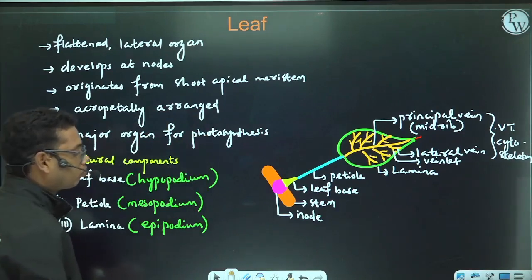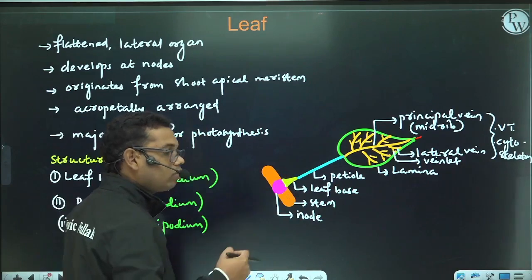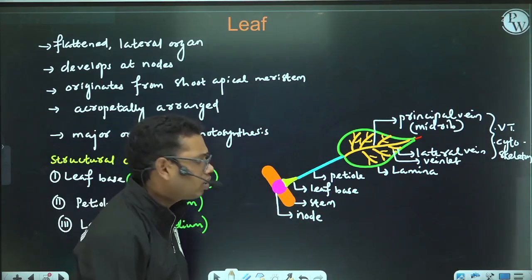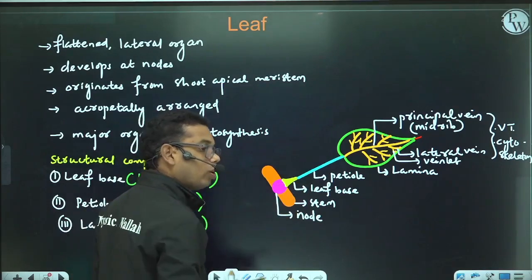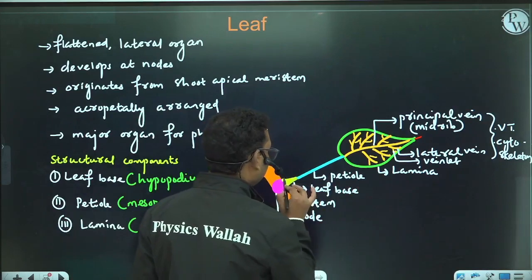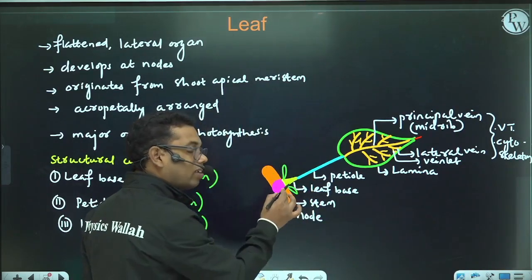Now, one more thing. At the leaf base, some leaf-like structures will be present, and they are called as stipules. And the bud will be present, and that bud will be called as axillary bud. Okay, so let me draw that diagram here. Suppose this is the leaf-like structure, and what do you call this leaf-like structure? You call them as stipules.